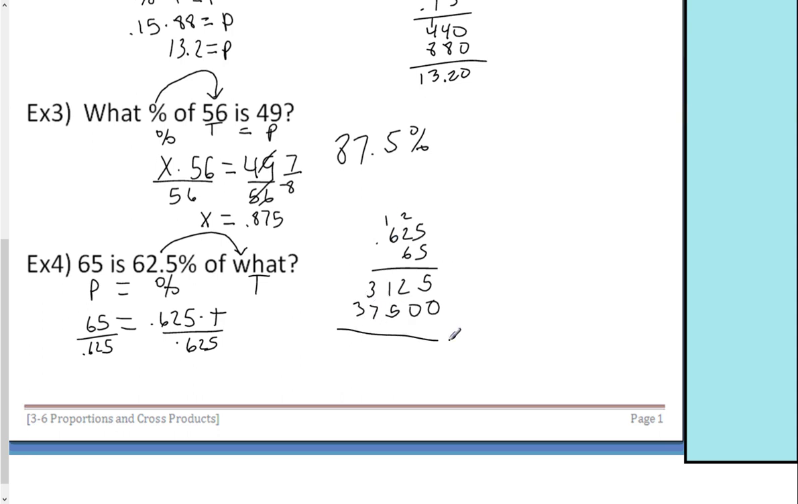All right, so we get 104 with the division worked out, and the total was 104.